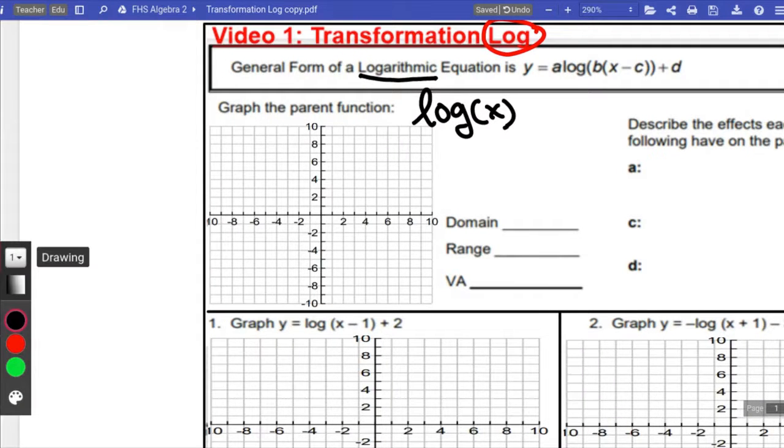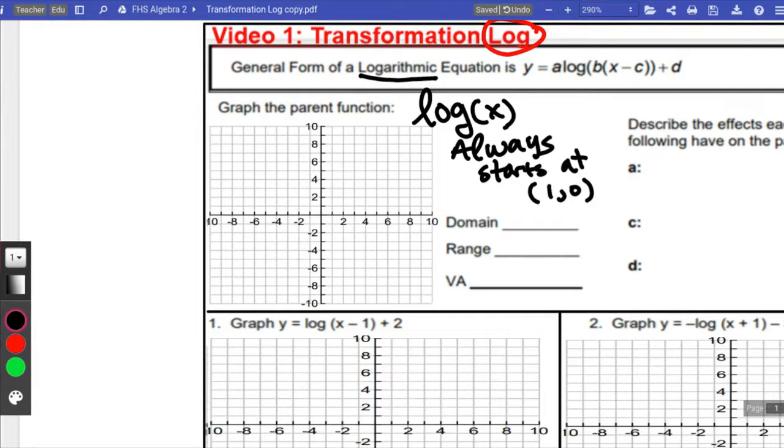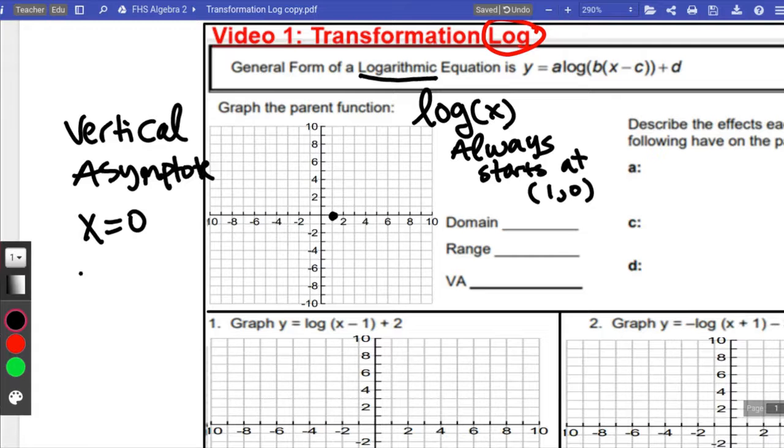Well, the parent function will always start at (1, 0). (1, 0) is right here. Always. The parent function will always start at (1, 0). Not only that, it also will always have a vertical asymptote. The vertical asymptote is located at x equals 0, meaning the wall.